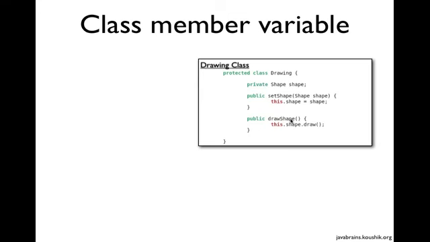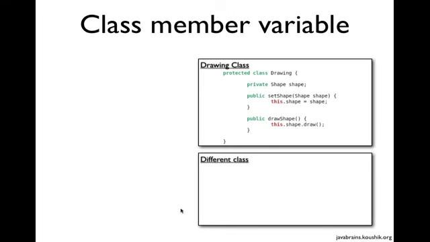If you pass a circle object to the setter, you say drawing.setShape and you pass a circle object, and then you do a drawing.drawShape, it's going to draw a circle. So in a different class, you will be doing this. You will have a triangle, myTriangle equals new Triangle. I will instantiate the triangle, and then I will have an object of this drawing class. I will do a setShape and I will pass the triangle. Now it's a triangle, but it can be any shape, it doesn't matter.